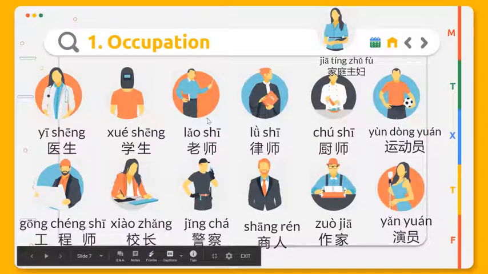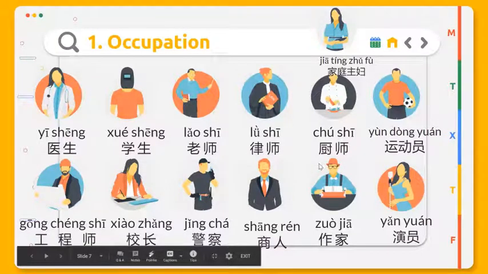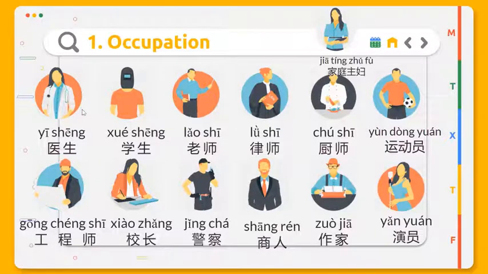Okay, what about principal? 校长. What about lawyer? 律师. What about writer? 作家. One more. What about doctor? 医生. Very good. 很好.